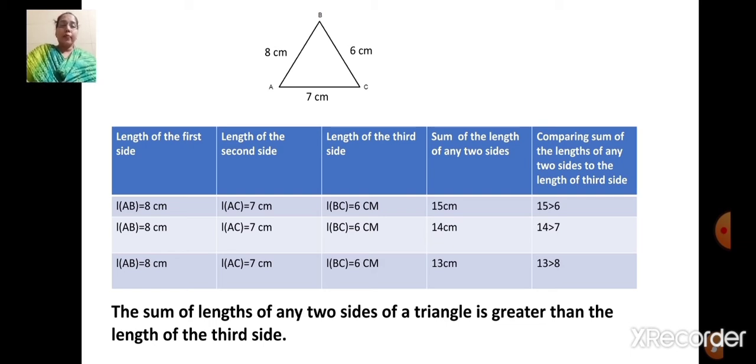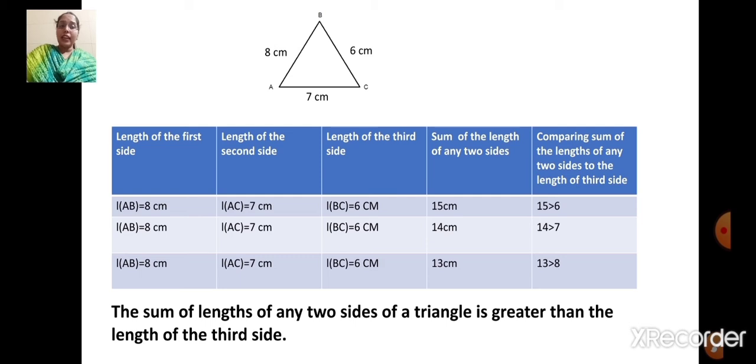Now let us see. Here I have taken the length of first side, length AB, as 8 cm, length AC as 7 cm, and length BC as 6 cm. Now in the sum of the length of any two sides, first I have added 8 plus 7. How much is 8 plus 7?